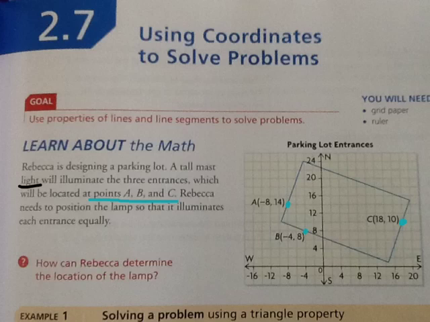She wants to position the lamp so that it illuminates each entrance equally. So the lamp has to be in the center of the 3 entrances, right? What shape do the 3 entrances form if I were to connect the points? 1, 2, 3. Okay, we need to find the center. I'm just going to draw a little dot there. We need to figure out where the center of this triangle is. Does anyone know what the center of a triangle is referred to as? Okay, the center of a triangle where all the points meet is called the circumcenter.